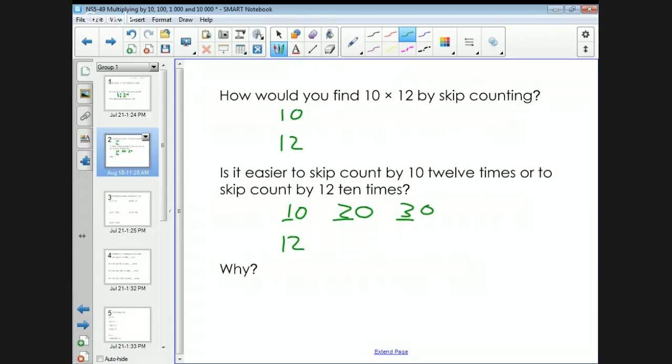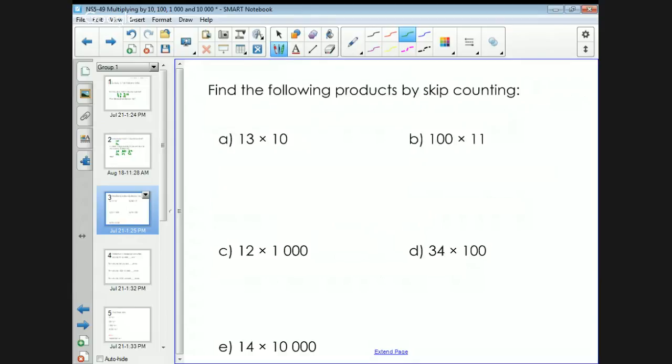But when you're counting by 12s, you need to count the tens and then the twos. So 12, then I have to add 10 and then another 2, which is 24. Then I have to add 10 and another 2, which is 36. It's a little bit trickier, especially as you get into higher numbers. So it's most likely easier to count by tens than it is to count by 12s.